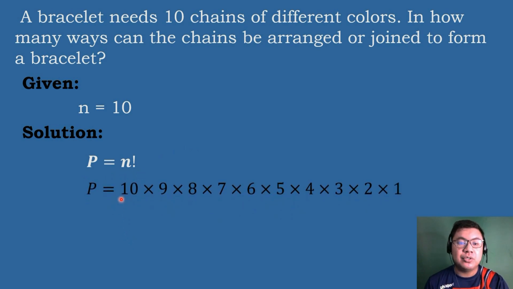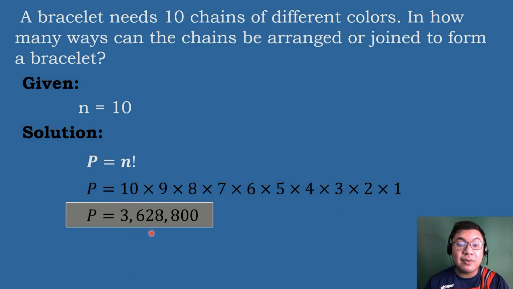We will just substitute the value of n, which is 10, and then 10 factorial will be equal to 10 times 9 times 8 times 7 times 6 times 5 times 4 times 3 times 2 times 1. And then multiplying these numbers, we have 3,628,800 possible ways 10 chains of different colors can be arranged to form a bracelet.